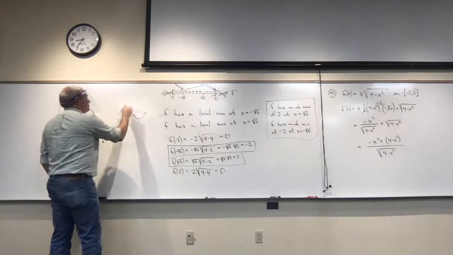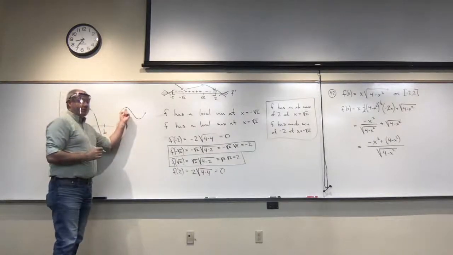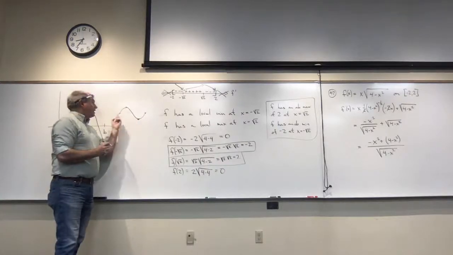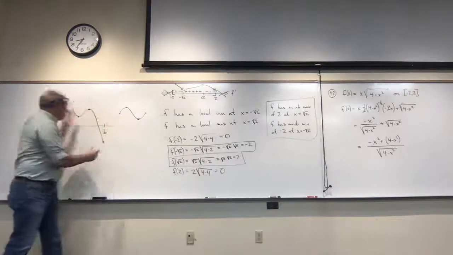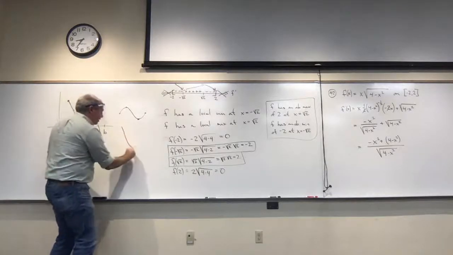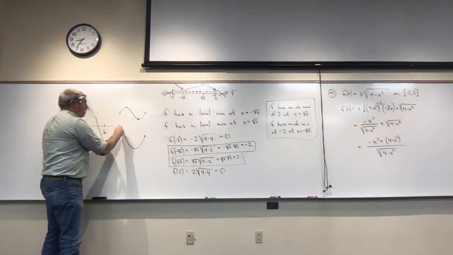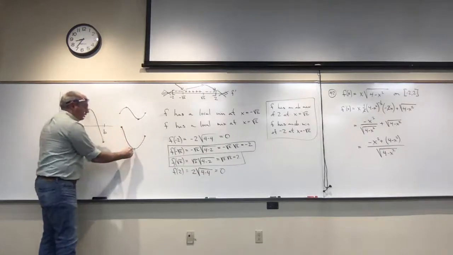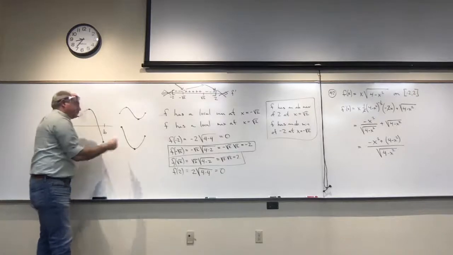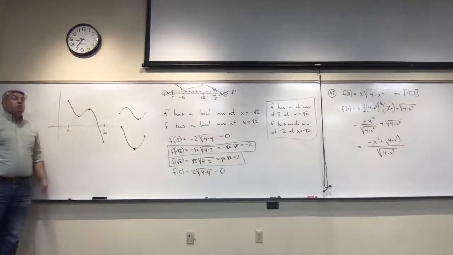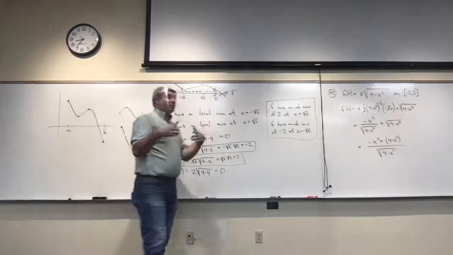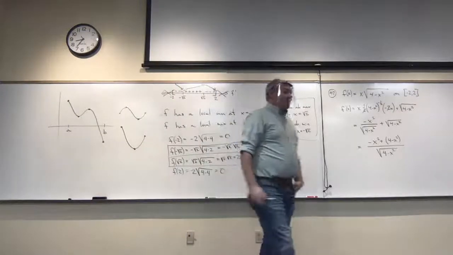So the absolute max was the local max, and the absolute min was the local min, and the endpoints were nothing. But it could be, or it could be one of the two, right? It could do something like this, where the absolute max is an endpoint, the absolute min is a critical value. It just depends. So when you're doing absolute max and mins, the endpoints get to play. Yeah.